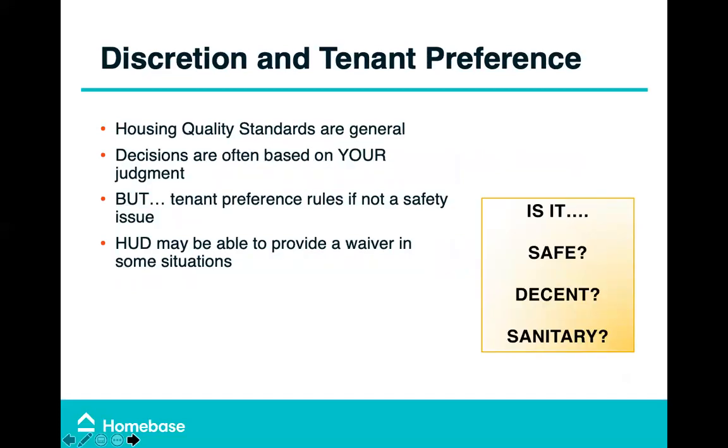So as I stated, housing quality standards are really general. This is on purpose. And so decisions will often be left to your discretion and judgment to fill in the blanks. So for example, HUD will say that the unit has to have a safe lockable door. That's not defined. So you have to really use your judgment and ask yourself, is the door thin with a flimsy lock? Is the lock only unlockable from one side? So things of that nature.